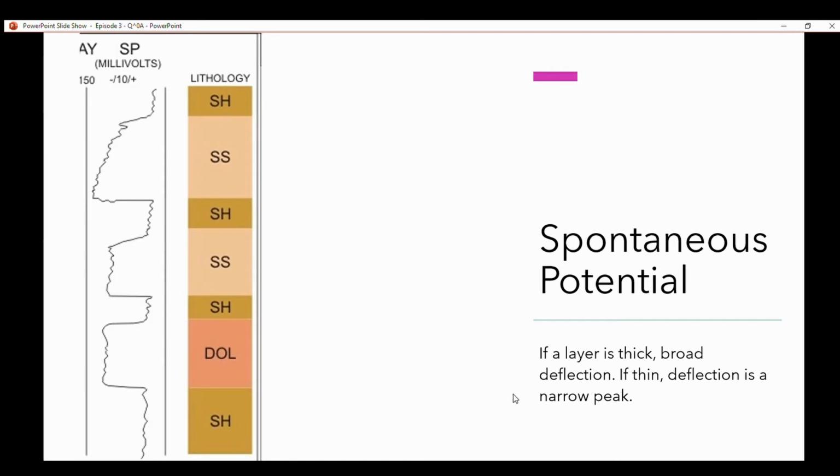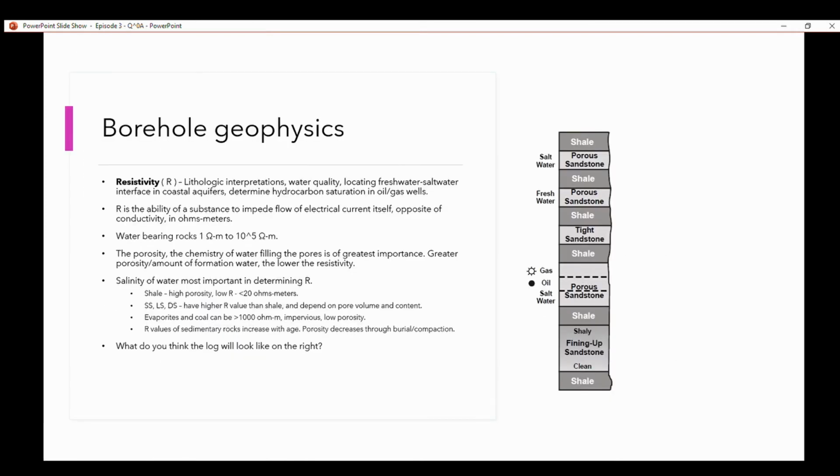Okay, so we're digging into resistivity now. Resistivity logs can be used for lithologic interpretations, water quality, and locating the freshwater-saltwater interface in coastal aquifers, because they have different conductivity characteristics. They determine hydrocarbon saturation in oil and gas wells because hydrocarbon has a very high resistivity. Resistivity is the ability of a substance to impede the flow of electrical current, it's the opposite of conductivity, and it's in ohm-meters, if you remember from your electromagnetics physics class.